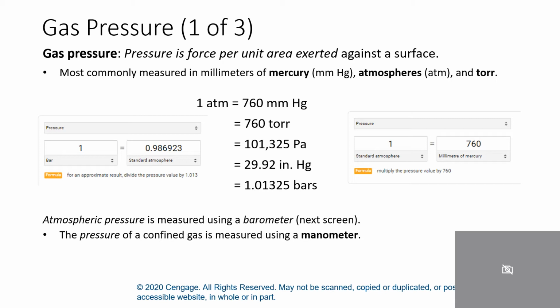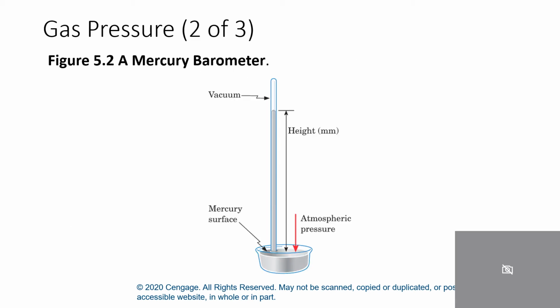Atmospheric pressure is measured using a barometer. The pressure of a confined gas is measured using a manometer. So just remember primarily, and let's move on to the next slide. We are talking about things that push outward that are being measured from inside the cylinder. What is the pressure inside the unit, inside the cylinder? Because we have pressure on the outside pushing in, and pressure from the inside pushing out.